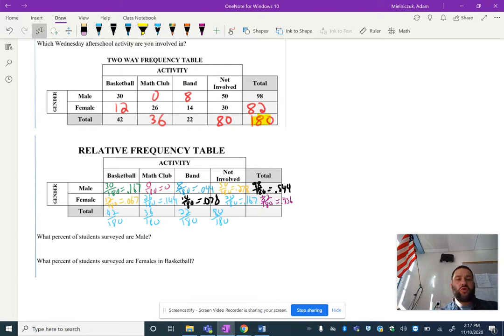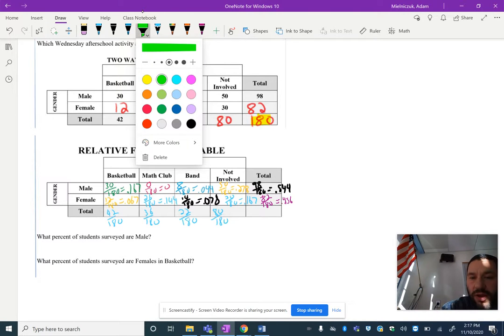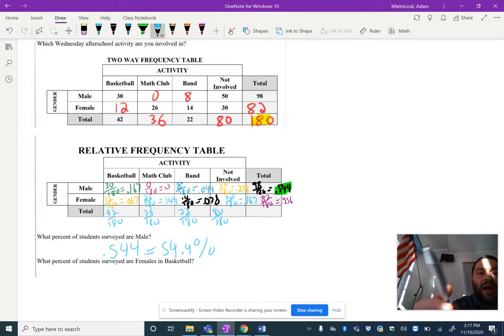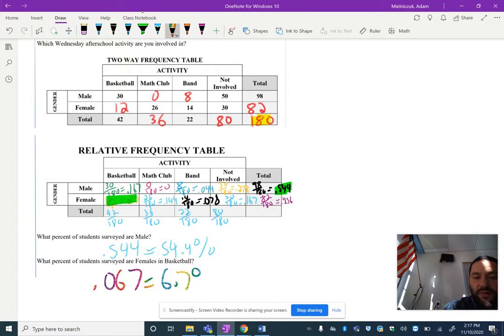So what percent of students surveyed are male? Well, we know that just by looking here now because we already did our relative frequency. We know our answer is 0.544, which is 54.4%. And then what percent of students surveyed are females in basketball? Well, that's this column here in green, where we can say that this is 0.067, which is 6.7%. So it's just another way to view the same problem.